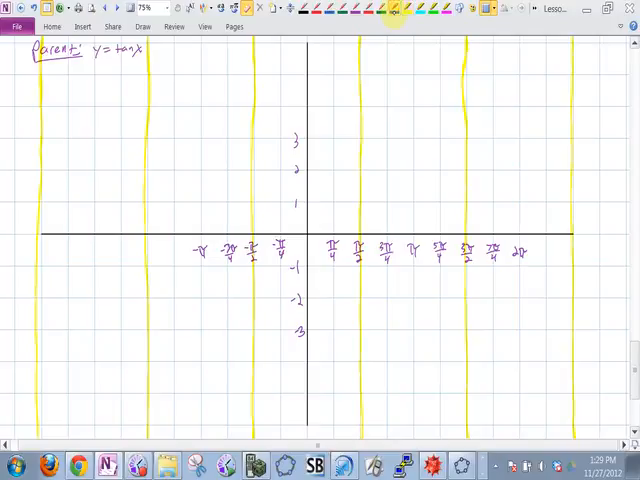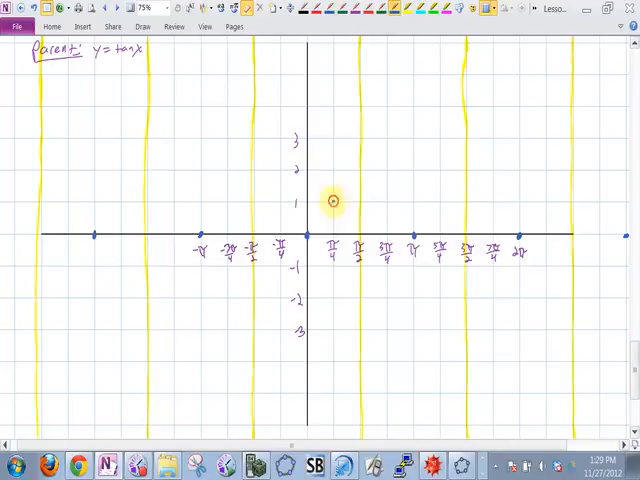Then all of your multiples of pi are x-intercepts, or points of inflection. So negative pi, negative 2 pi, negative 3 pi, 1 pi, 2 pi, 3 pi, 4 pi, 5 pi, 0.